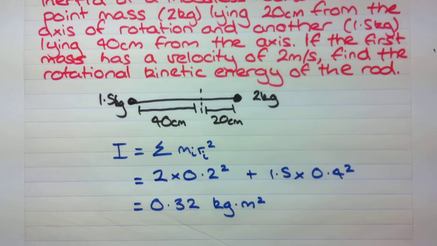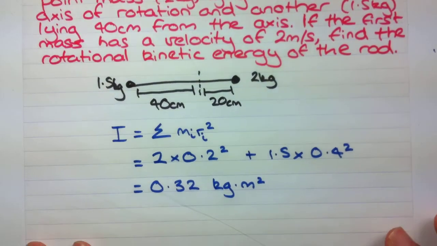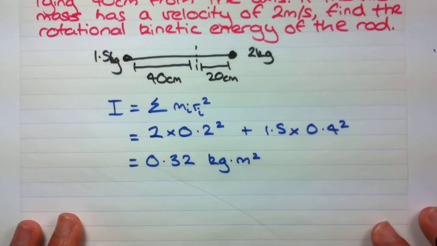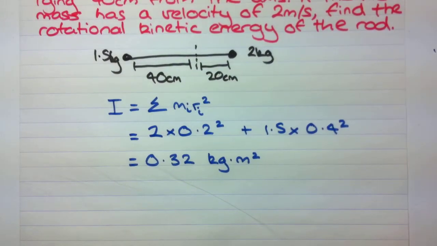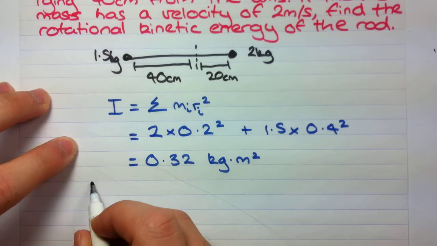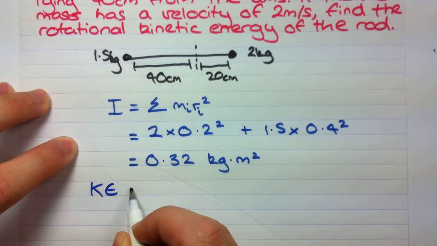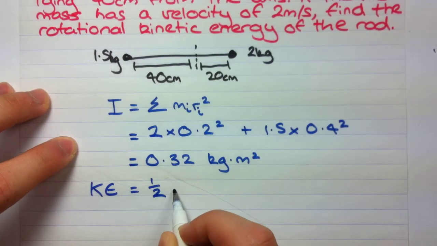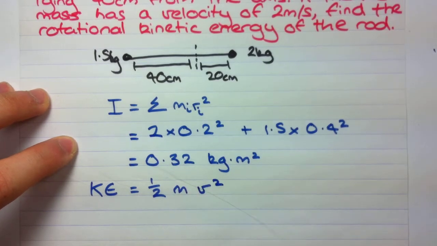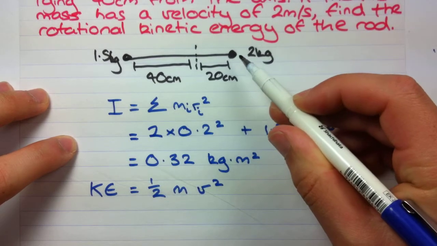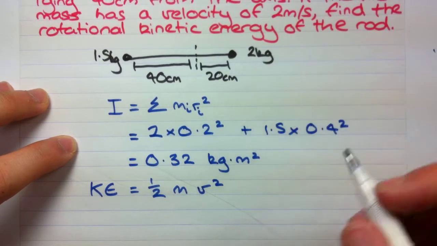Quite a simple start. What we're going to do now is figure out the rotational kinetic energy if the velocity is 2 meters per second. So we have the formula K equals half mv squared, and I'm going to look at just the point mass they've given us. They've told us this point mass is moving at 2 meters per second.